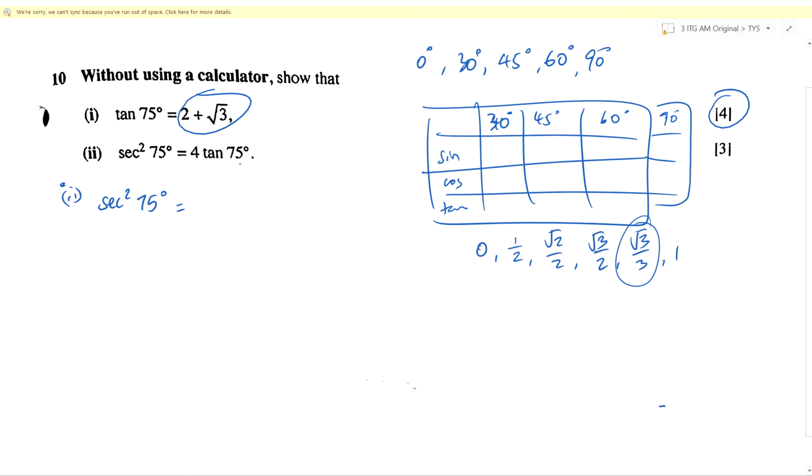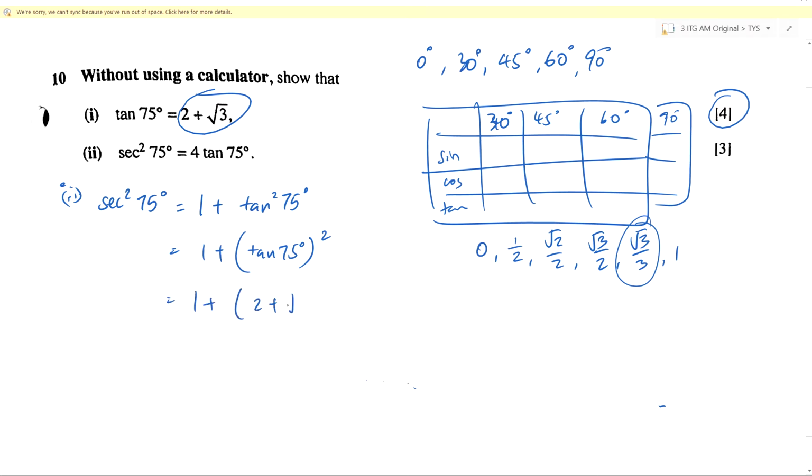Oh, here. Secant square A is 1 plus tangent square A. Quite close, right? Okay, so secant square 75 is 1 plus tangent square 75 degrees. Can we actually do this? Yeah, you will be using your answer in part 1. 1 plus tangent 75 degrees, and I square it. Tangent 75, what is that from our part 1?